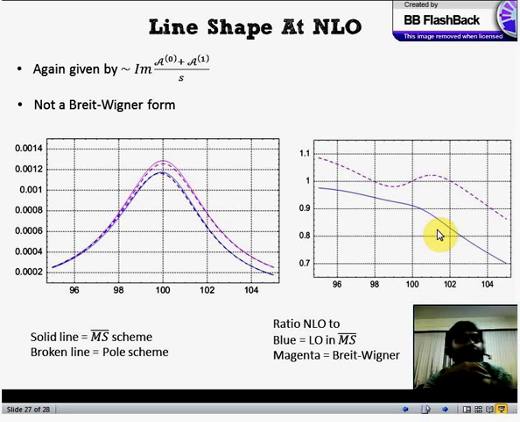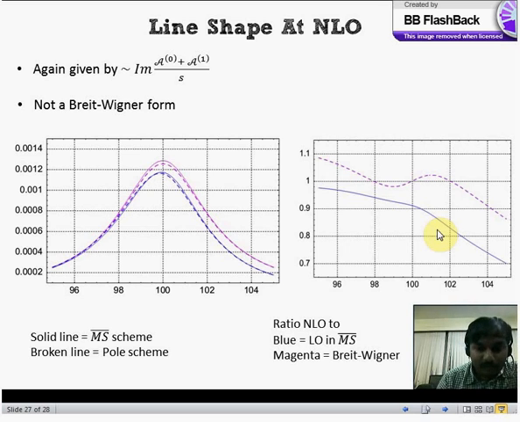It's not, even at just NLO. At LO we found the Breit-Wigner form, but at NLO we find that the line shape for a heavy unstable particle is really not the Breit-Wigner. It changes. So that is all that I had to say.